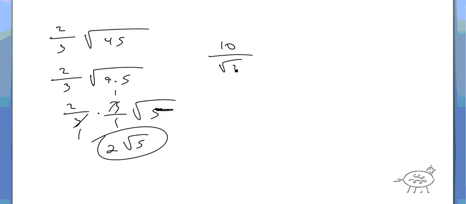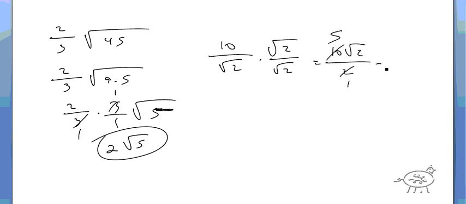10 over square root of 2. Rationalize. Multiply by square root of 2 over square root of 2. That gives me 10 square root of 2 over 2. That's a 5. That's a 1. So it's 5 root 2. It's not too bad. Not too bad at all. You can do a couple more here.